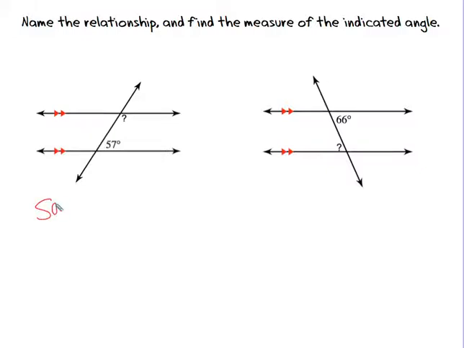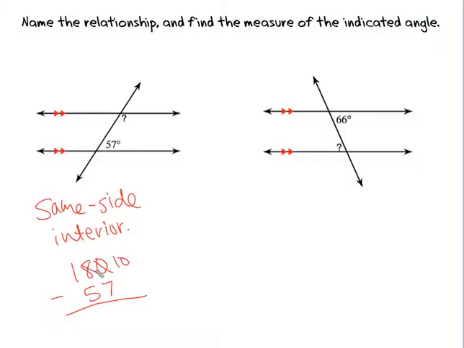These are same side interior. I don't know why I wrote that out. And so that means they add to 180. So you'd actually have to do 180 minus 57. $123. These are alternate interior angles, which means this would be 66.